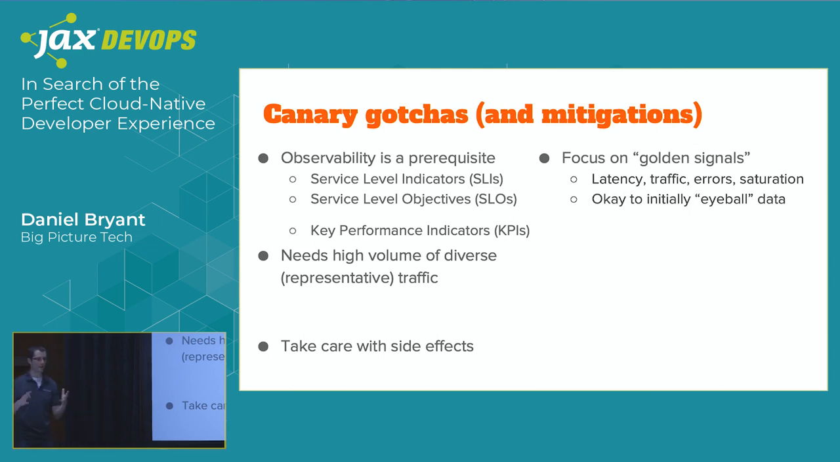You can try and automate all this stuff, but it is okay to initially eyeball data. I think have some graphs going. When you're deploying, just look at the graphs. You'll get a feel for how you can automate that in the future. I think folks get a bit hung up on automating too much of the metric stuff sometimes. Do create actionable alerts. If you're losing money, trust me, we need to know fast.